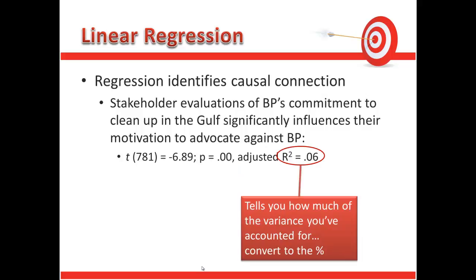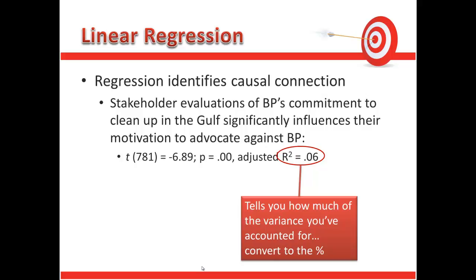The final number tells us exactly how much of the variance that we accounted for. If you remember from our conversation in podcast 5 on ANOVA, we can think of the dependent variable as a pie chart. What we're hoping to do with our statistical tests is account for as much of the pie chart as possible. So we convert this to a percentage, and the slice of the pie that we can account for with understanding perceptions of the company's commitment to clean up predicts 6% of the pie. So, their likelihood to protest against the company.